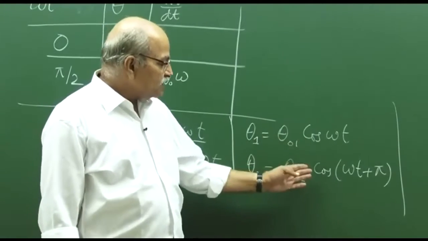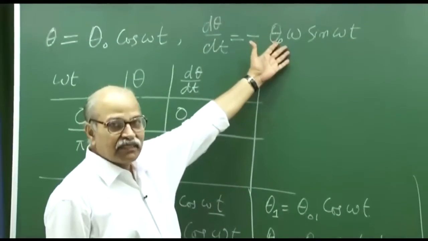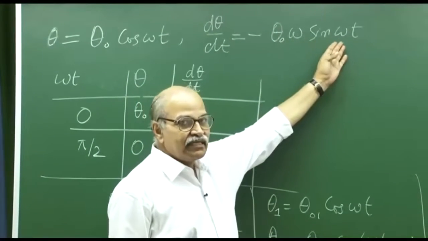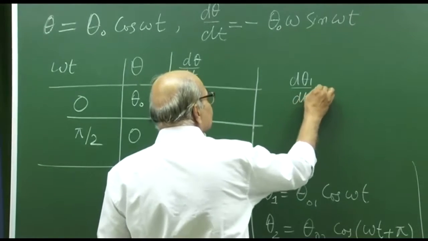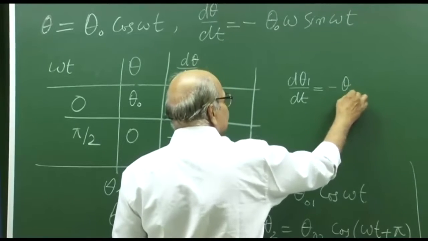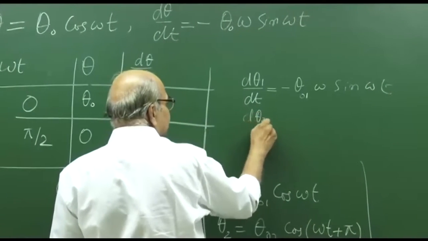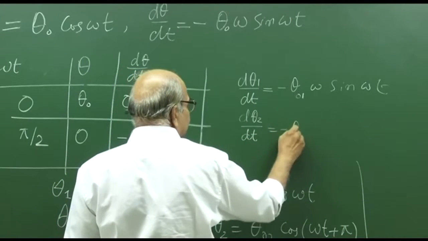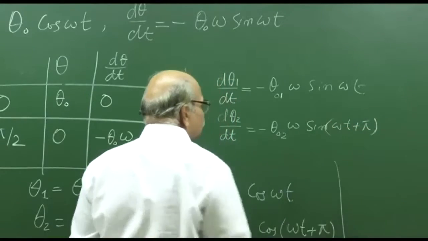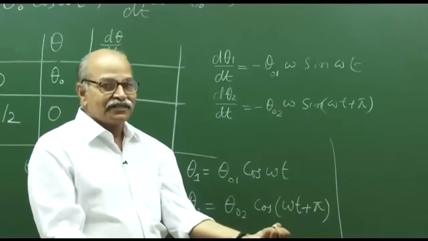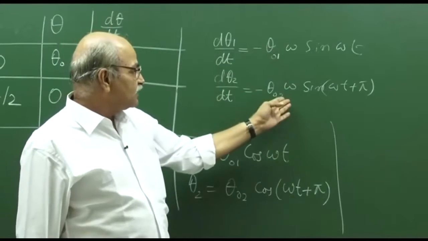And even if you think of velocity, one is going left, another is going right, that also can be obtained by this pi itself. Velocity is given by this expression, minus theta naught omega sin omega t. So the velocity for the first one is d theta 1 dt, that is minus theta naught 1 omega sin omega t, and for the second one it will be d theta 2 dt, minus theta naught 2 omega sin of omega t plus pi. So this also takes care of the different directions of velocities. Sin of omega t plus pi is minus sin omega t, so it is negative of that. So one velocity is positive, another velocity is negative.